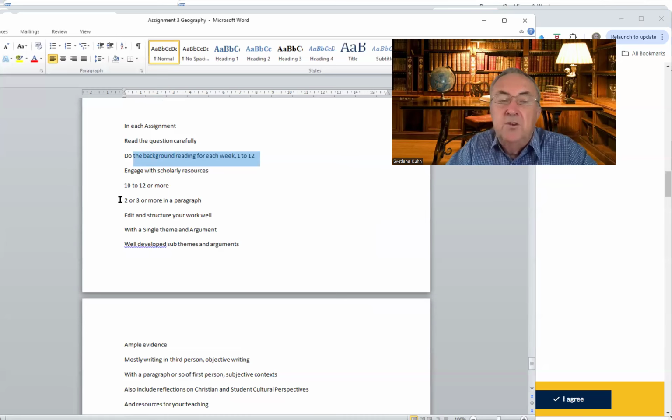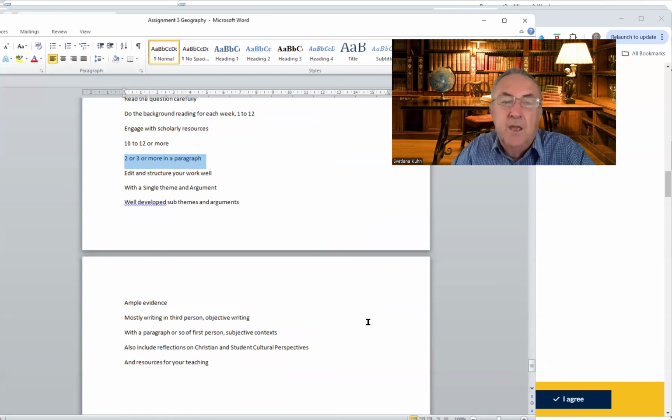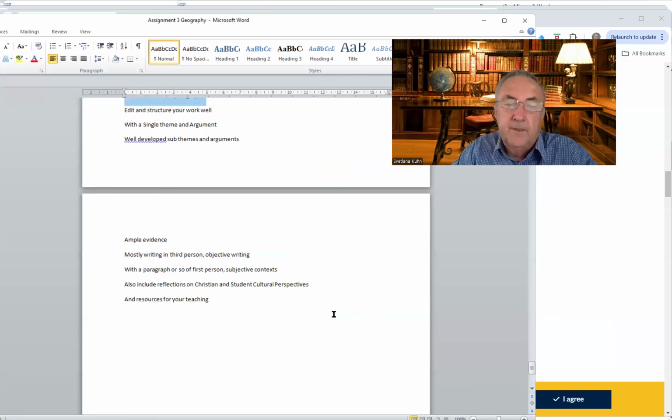And to, where you can, use 2 or 3 or more resources in a paragraph so that you go beyond just summarizing to engaging with the ideas, thinking more deeply about the ideas and working through these concepts in your assignments. I encourage you then to spend some time editing and structuring your assignment and developing a single argument and theme throughout the essay, and then draw it together in the conclusion.